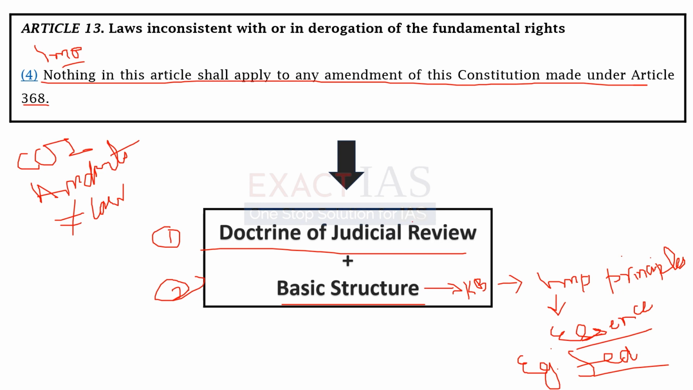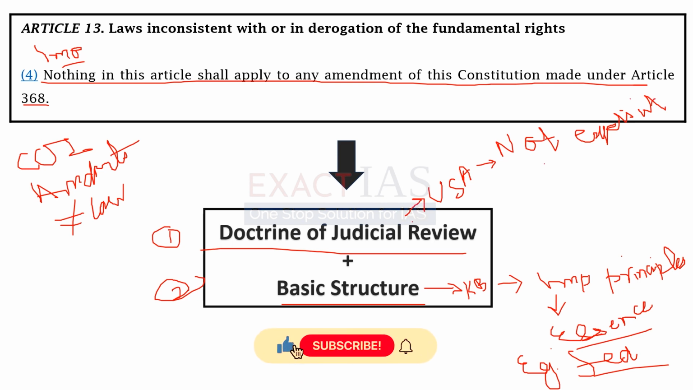Then comes the doctrine of judicial review. Now, judicial review was evolved by the judiciary of the United States of America, but it has been adopted by the Supreme Court and the High Courts of India. Judicial review has not been explicitly mentioned, that is, the term has not been explicitly mentioned, but Article 13 does expressly talk about it. So remember this, that Article 13 expressly talks about judicial review but does not explicitly mention the term judicial review.